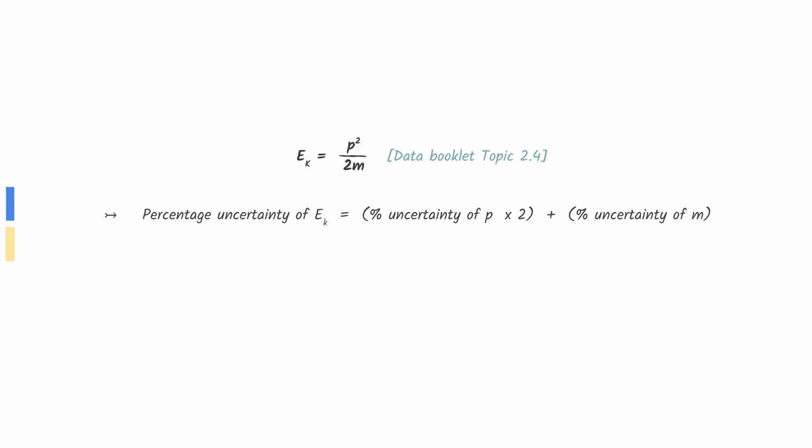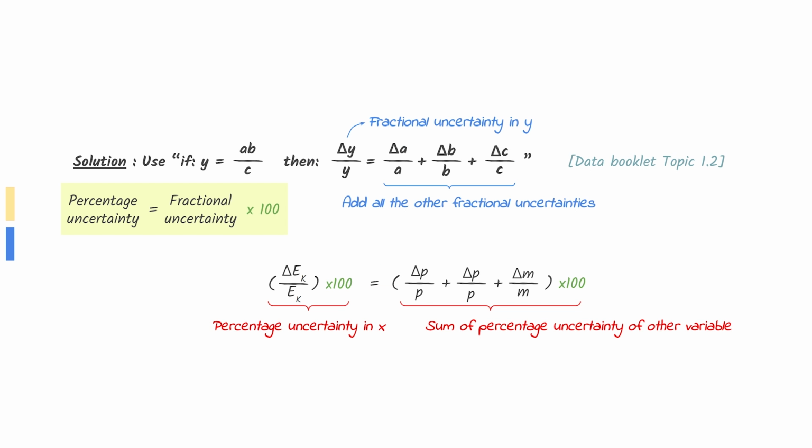In multiplication and division, percentage uncertainty can be found by adding all the other percentage uncertainties. To find the percentage uncertainty of the kinetic energy, add the percentage uncertainty of P twice with the percentage uncertainty of M. The answer is 10%. As an extra, here is how to solve the problem if the fractional uncertainty was given to us.